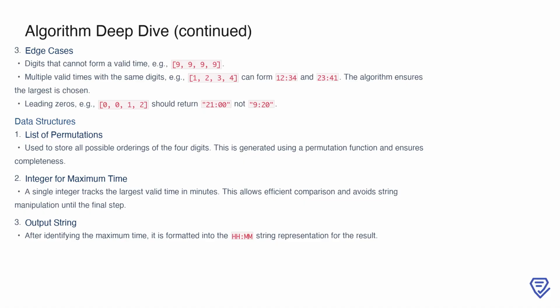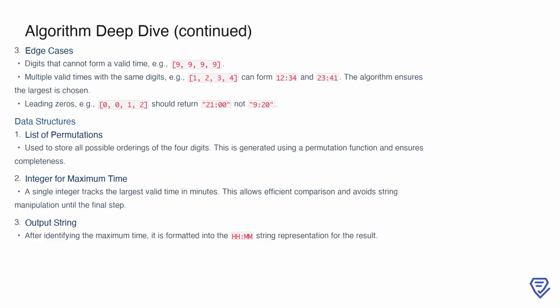When designing the algorithm, it's important to handle specific edge cases. For example, if the digits are 9999, no valid time can be formed since 99 is not a valid hour. Another scenario involves multiple valid times from the same digits, such as 1, 2, 3, 4, which can form both 1234 and 2341. The algorithm ensures that the largest, 2341, is chosen. Additionally, leading zeros must be handled correctly. For 4, 0, 0, 1, 2, the output should be 2100 hours rather than 920.